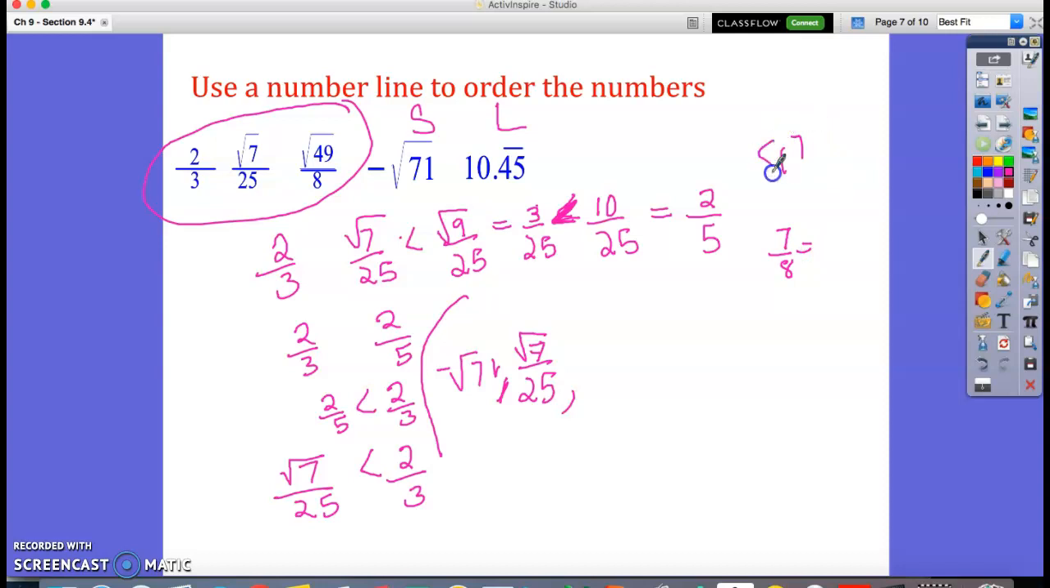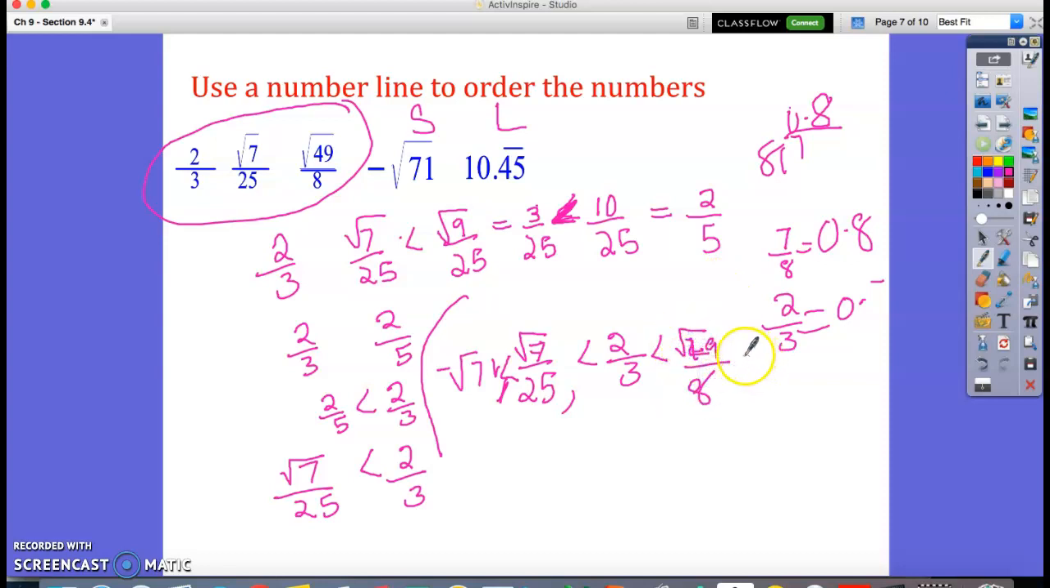7 divided by 8 goes 0.8, right? It's 0.8. And 2/3 is what? 2/3 is 0.6 repeating, right? So I would say 2/3. So this is less than 2/3, which is less than the square root of 49 over 8, that is 7/8.